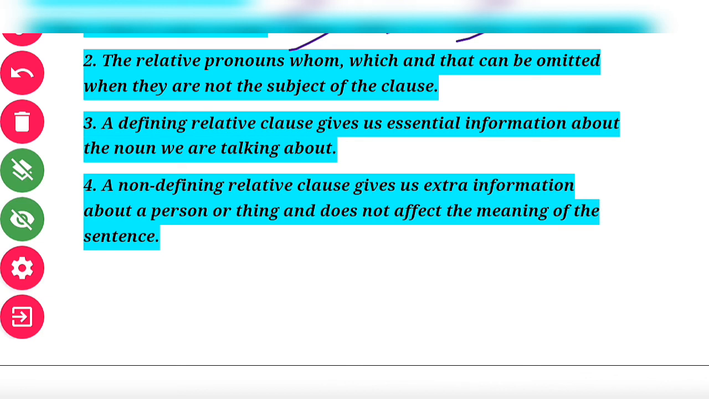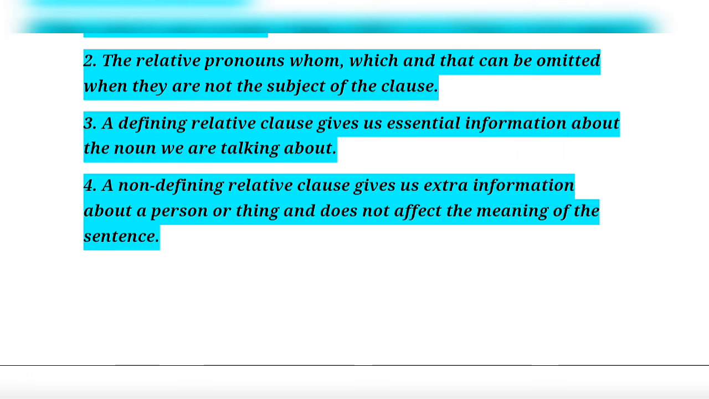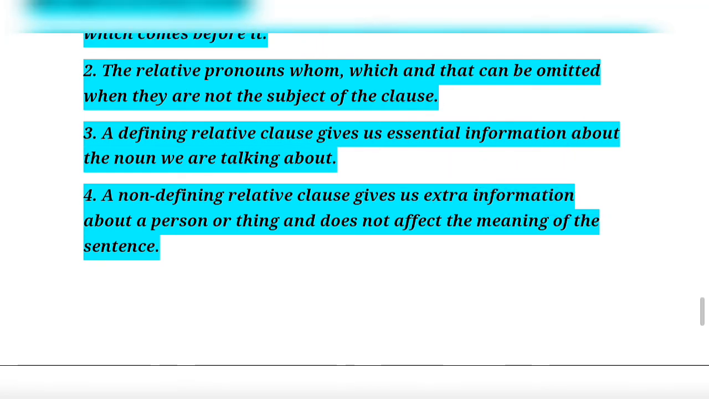The defining relative clause gives us essential information about the noun we are talking about, and the non-defining relative clause gives us extra information. So essential information and extra information, take care of these two words, about a person or thing that does not affect the meaning of the sentence.